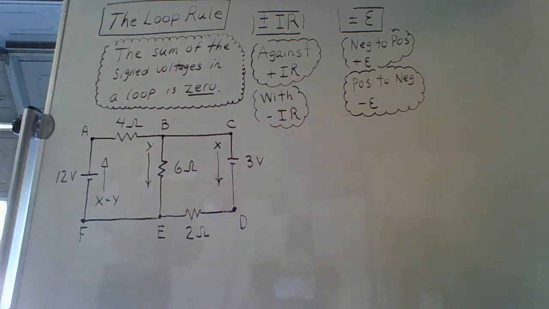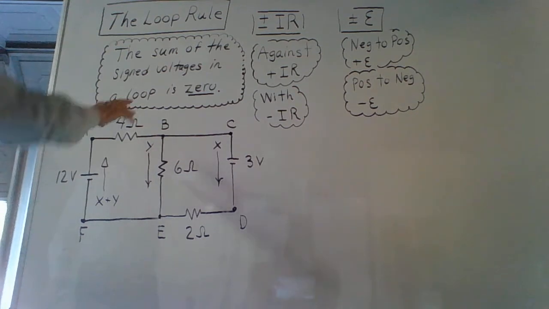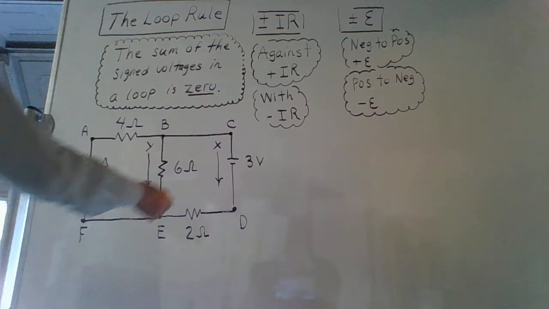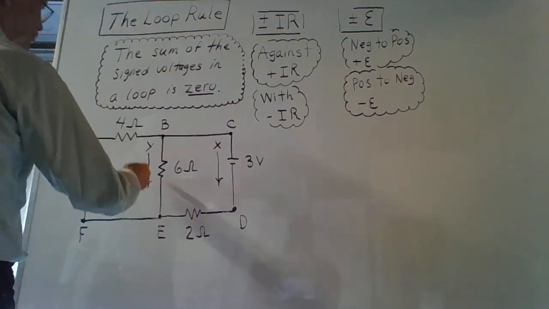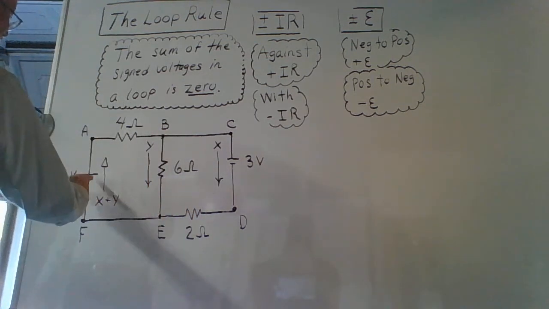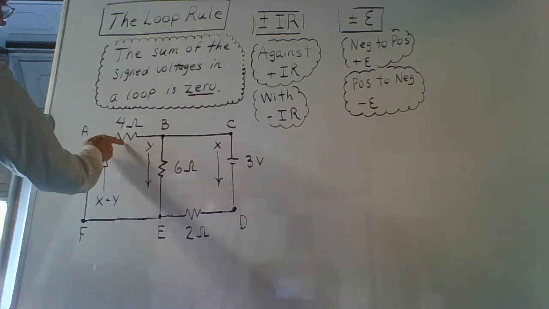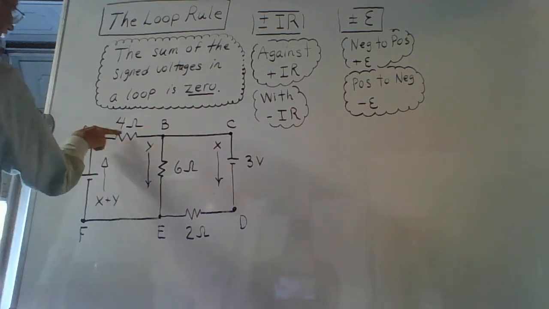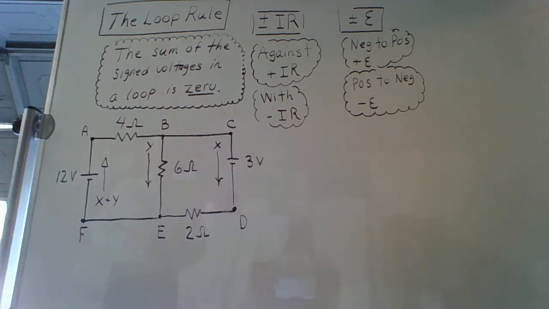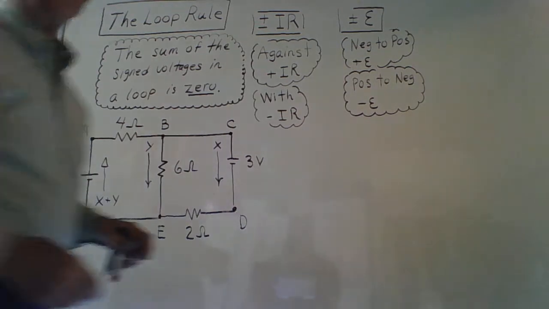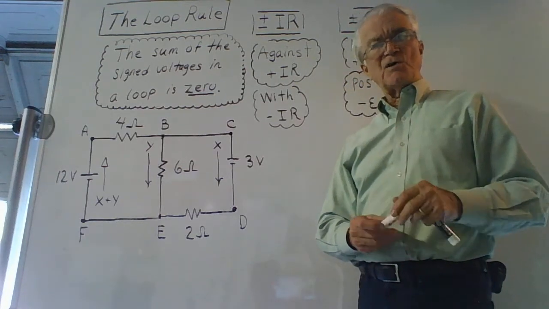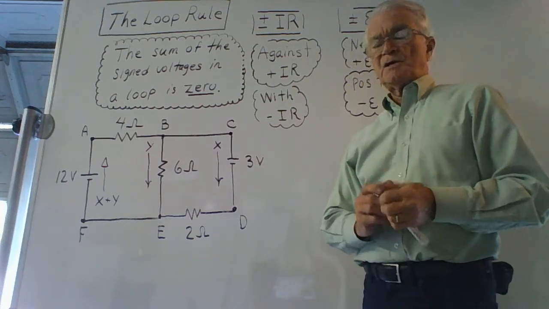And now you will see that we've assigned to every element of this circuit a current symbol. X, X, Y, X plus Y. This also is X plus Y, because where else could this battery current go except that way? Well, we have two unknowns, X and Y. We need to make two equations involving those two unknowns.